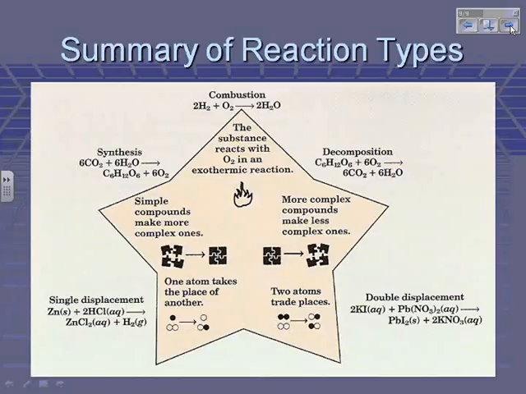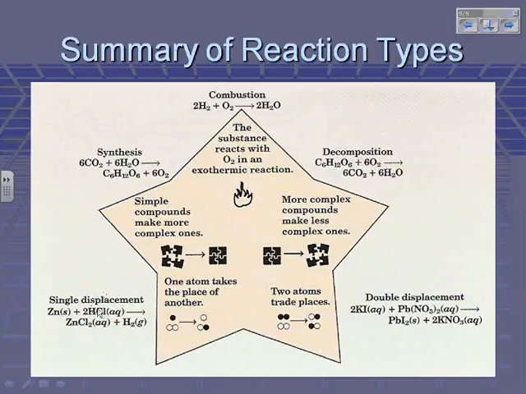Summing it all up, there's your star. There's your 5 different types of reactions. Remember we said all reactions are going to result in something being formed that has different properties than we started with. But we see that patterns develop, that we see certain things happening over and over again. Combustion, where oxygen is one of the reactants. Synthesis, where we're taking simple things and putting them together and making them into more complex ones. Decomposition, where we're starting with complex things and breaking them down into simpler things.